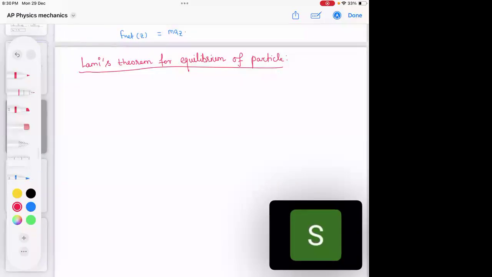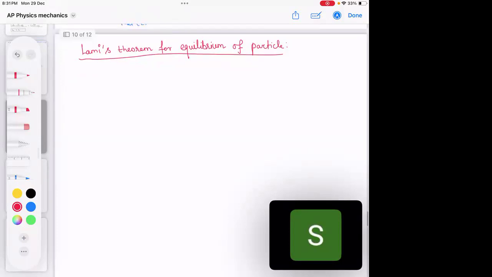Not more than three forces, because if more than three forces come, it is always better to take the component method to solve the question instead of what? Instead of using Lami's theorem. Understood? So what is Lami's theorem? Lami's theorem is a very simple one.